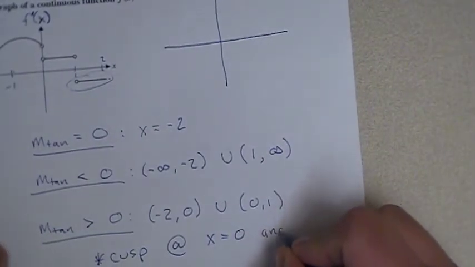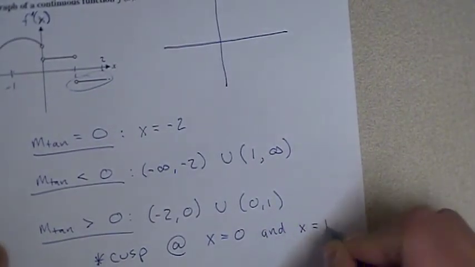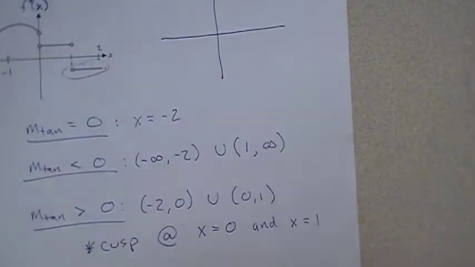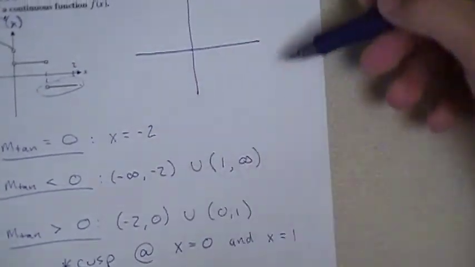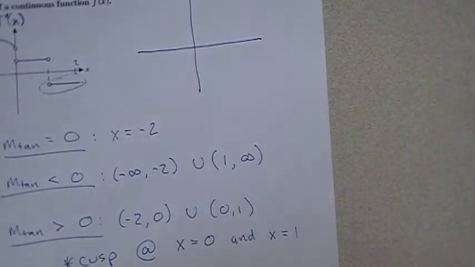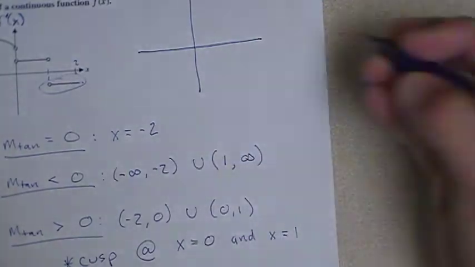So it seems like we're going to have a cusp at 0 and another cusp at 1. And remember, a cusp is just a sharp point on a curve. It's a spot where the slope of the tangent line is undefined. Now if we try to take this information and bring it back up into the coordinate plane here to sketch ourselves a graph, we should be able to do that.